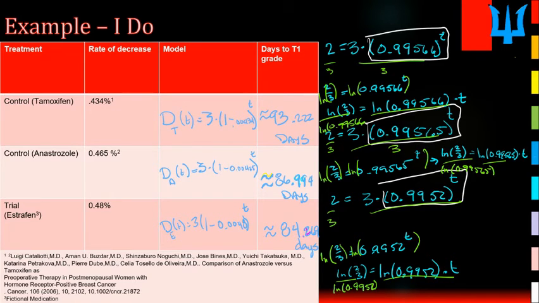Where of how long each of those is going to take. So we can say with this new drug, even though the rate change wasn't that much, 0.48 versus 0.46%, we can see a pretty sizable difference between the anastrozole, the tamoxifen, and the estrofen, so that we can make a better informed judgment as researchers to see which one would be more effective.